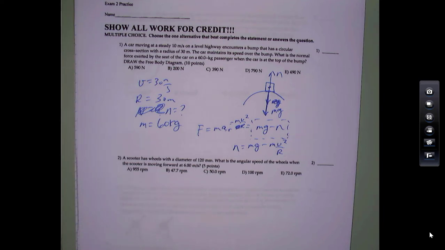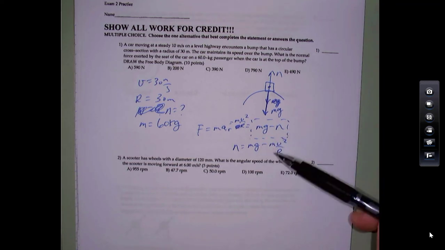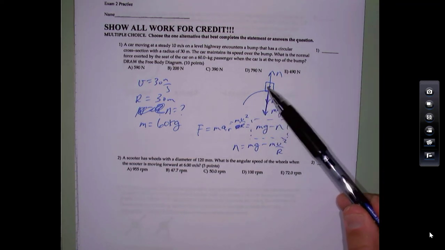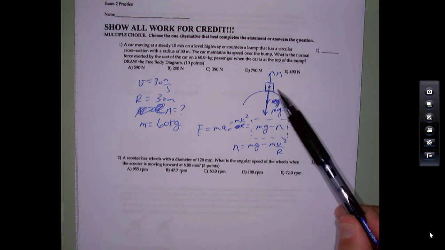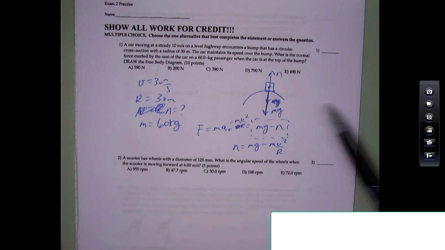Okay, now if you notice, if you're not moving, v is 0, the normal force is just equal to mg. But if you're moving, the normal force is less. This is the situation where you kind of feel like you're coming out of your seat, right, if you go over a bump. The opposite occurs when you go through a dip.